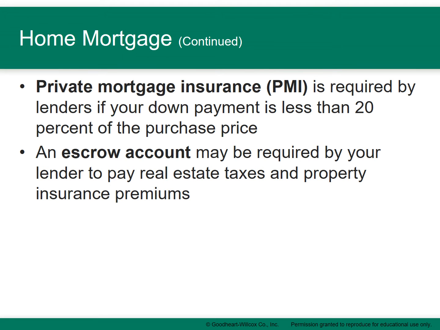So, home mortgage. You have private mortgage insurance, which is required by lenders if your down payment is less than 20% of the purchase price. So, if you buy a $100,000 home and you pay less than $20,000 as a down payment, you are required to get private mortgage insurance. And oftentimes, many lending companies and banks can work with you to find ways to get that insurance rate reduced through financial literacy courses related to housing.